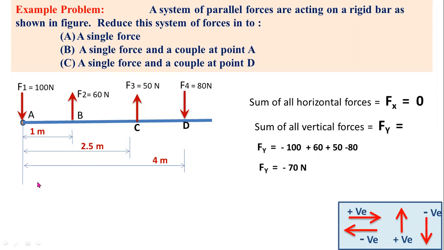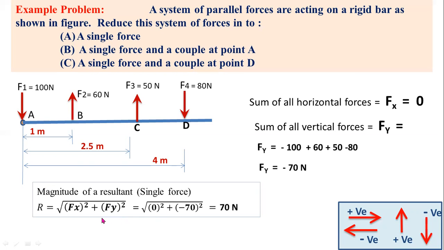Now you have to find the magnitude of the resultant. Already we know the formula for the resultant. Resultant equals the square root of horizontal forces squared plus vertical forces squared. So square root of 0 squared plus minus 70 squared equals 70 newtons. This is the magnitude of the resultant, and also this is a single force. This is the equivalent force of these four forces.